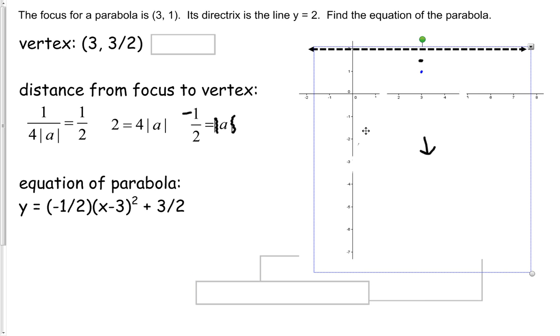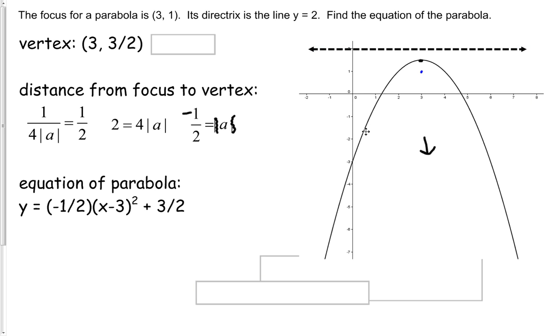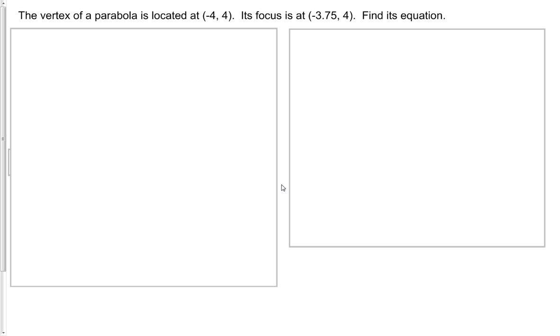See what this would look like. Let's go ahead and see this traced out here. This line, negative 1/2, is going to give it a fairly wide shape. It's going to pass halfway between the directrix and the focus through our vertex, and of course always opening down.